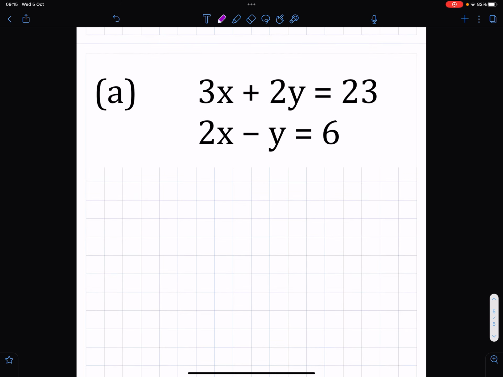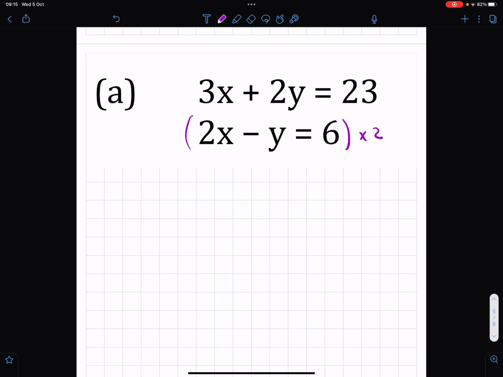Of course you are going to decide which variable you make the same coefficient, but always go with the easy one. What I'm seeing is if I multiply the second equation by 2, if I multiply the y by 2, I will have 2 y's. So that's going to be the same coefficient, right? So let's multiply the equation on the bottom by 2.